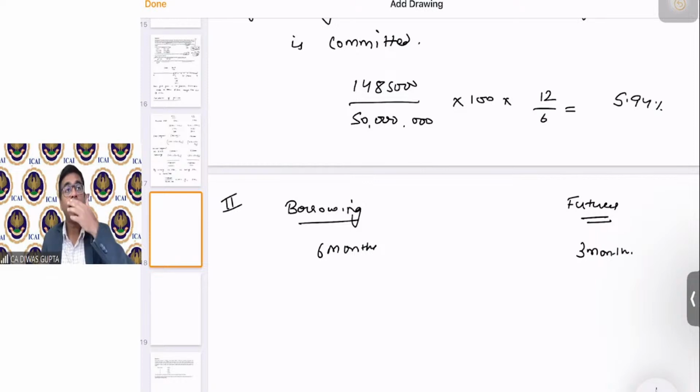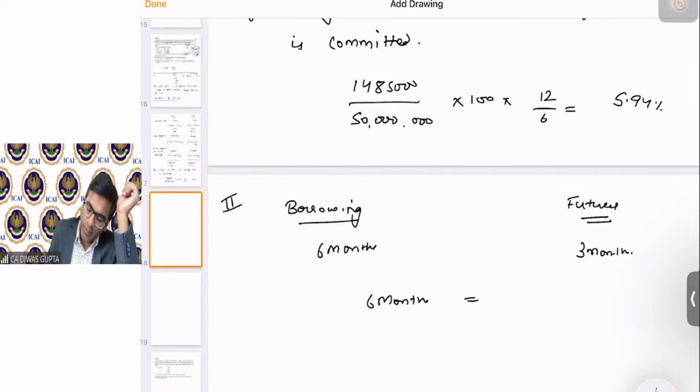Futures are available for 3 months. So in the regular concept of hedging, if the period is not the same, we divide or multiply to make it the same. Whatever the regular number of futures is, we have to multiply it by 2, so as to achieve a complete hedge for 6 months. So for hedging 6 months, futures have to be multiplied by 2x. Okay?